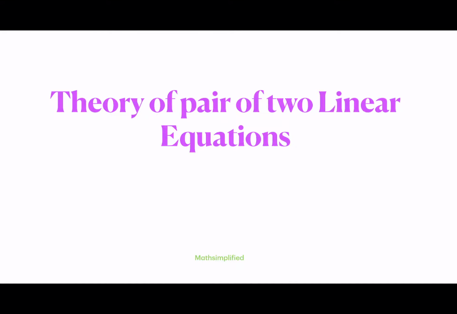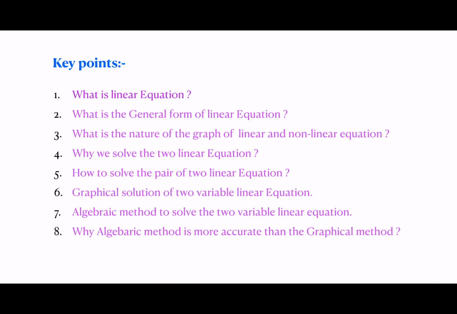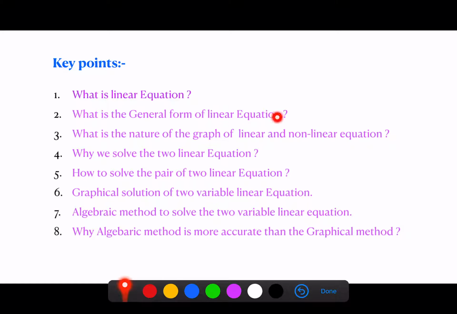Today I'll discuss the theory of a pair of two linear equations. Now let's start here. First of all, I'll discuss the basic key points. The first is what a linear equation is and what its general form is, and what the nature of the graph of a linear and a non-linear equation is. Number 4 is why we solve the two linear equations and how to solve the pair of two linear equations. There are two solving methods here, the graphical solution and the algebraic method. And number 1 is the comparison of the algebraic method and the graphical method.